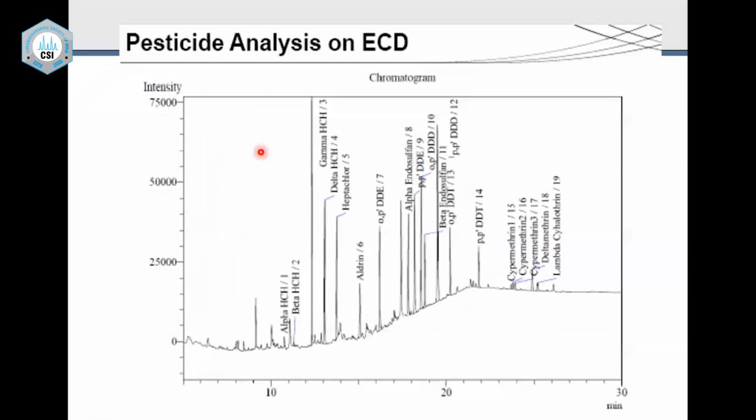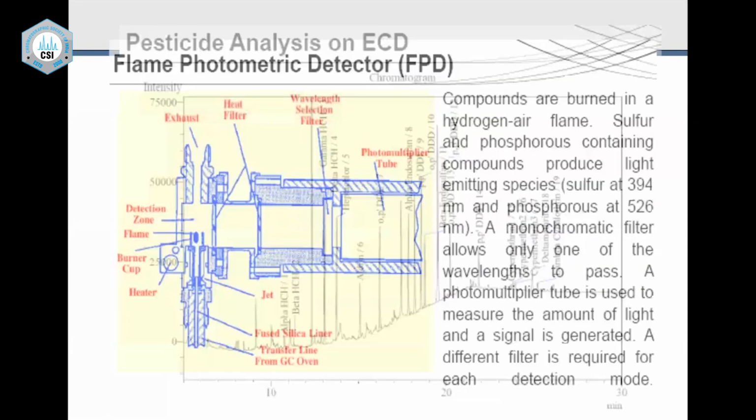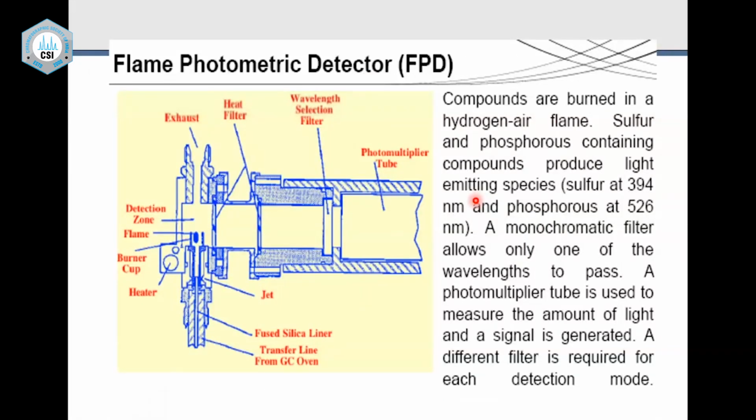So these are all the pesticides which are monitored by ECD, and they are all halogen-containing compounds like DDT and DDE and all other organochlor compounds and so many other compounds which can be measured by using a capillary column here. Then we have a flame photometric detector, where we use a flame, and nitrogen and phosphorus containing organic compounds, when they burn in a flame, give you emission lines. And these emission lines can be measured by a photomultiplier tube.